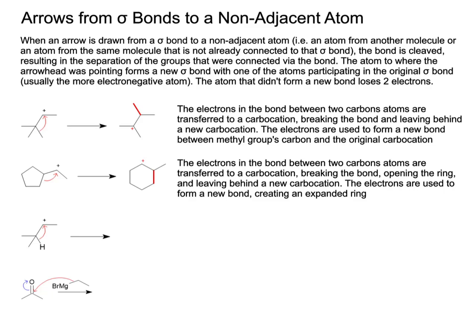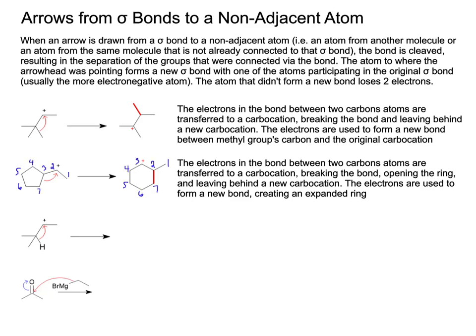The next example is a little bit trickier to understand. What happens is the electrons in the bond between the 2 carbon atoms are transferred to the carbocation, just like in the previous example. This breaks the bond, and when it does so, it opens up the 5-membered ring. It also leaves behind a new carbocation. The electrons from the bond that we broke are used to form a new bond, creating an expanded 6-membered ring.